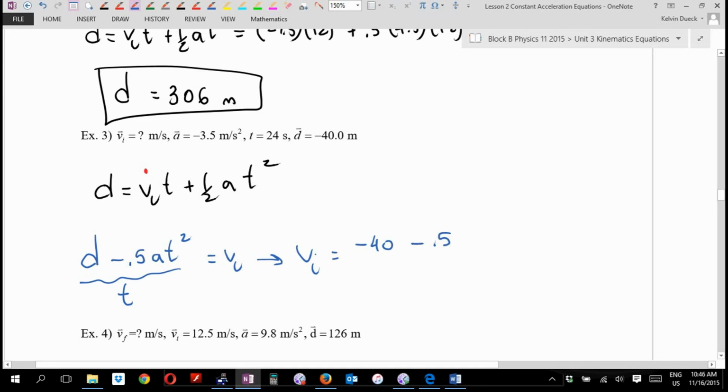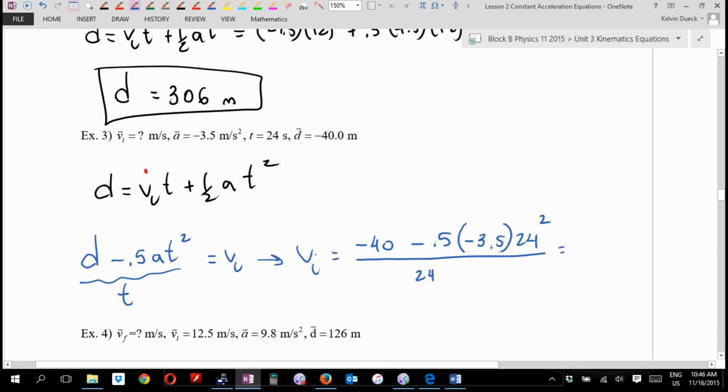Ty, keep going. What's A? Negative 3.5. We're accelerating backwards. Okay. What's T? 24 seconds. So 24 and then squared, right? Because it is T squared in the equation. All divided by, what's T again?